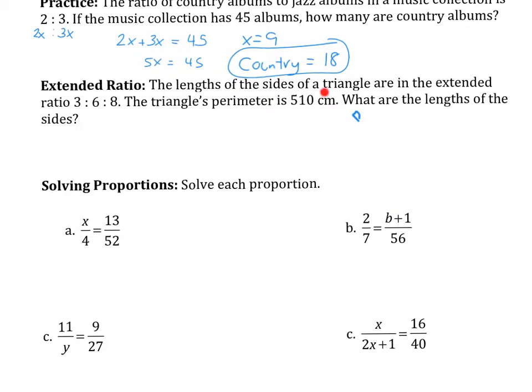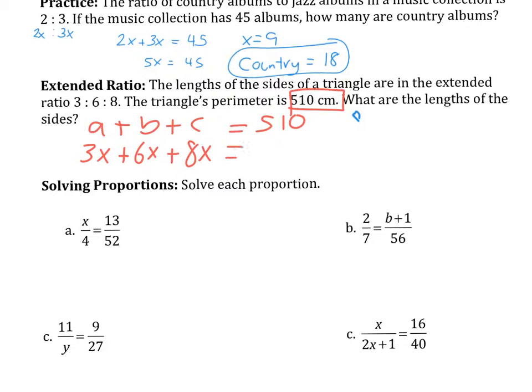The lengths of the sides of a triangle are in extended ratio here of 3 to 6 to 8. So the triangle's perimeter is 510. So notice that the perimeter of a triangle is just the sum of the sides, as if we're saying A plus B plus C. So again, all we do is substitute here the 3x plus the 6x plus the 8x, and that's going to add to 510.